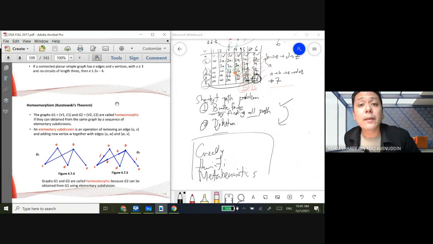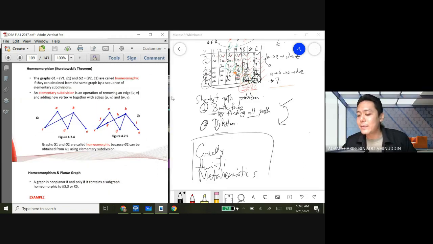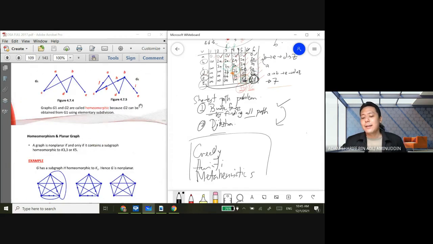Okay, soalan? Sir. Ya. Nak jawapan yang untuk 4.6.5. Bagi saya buat balik dulu. Boleh, saya buat lepas ni. Okay. Nanti saya share. Alright.